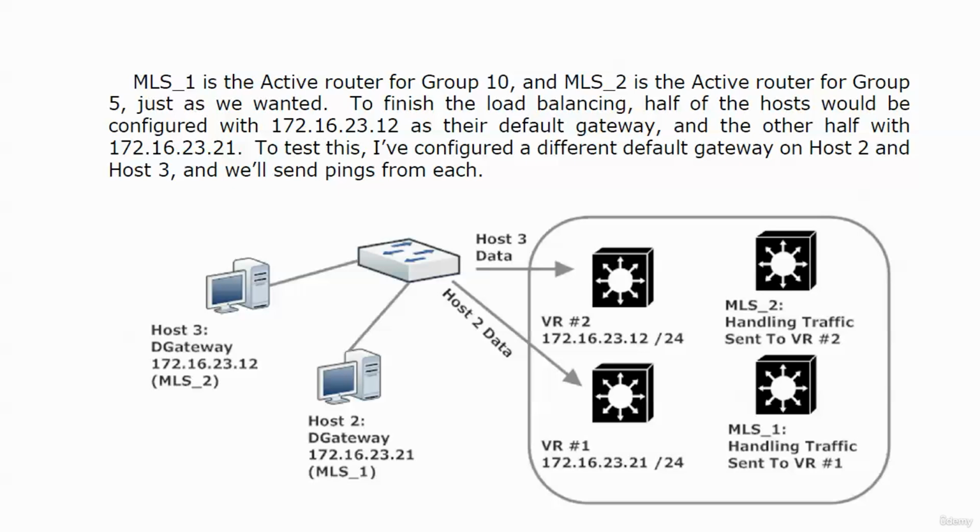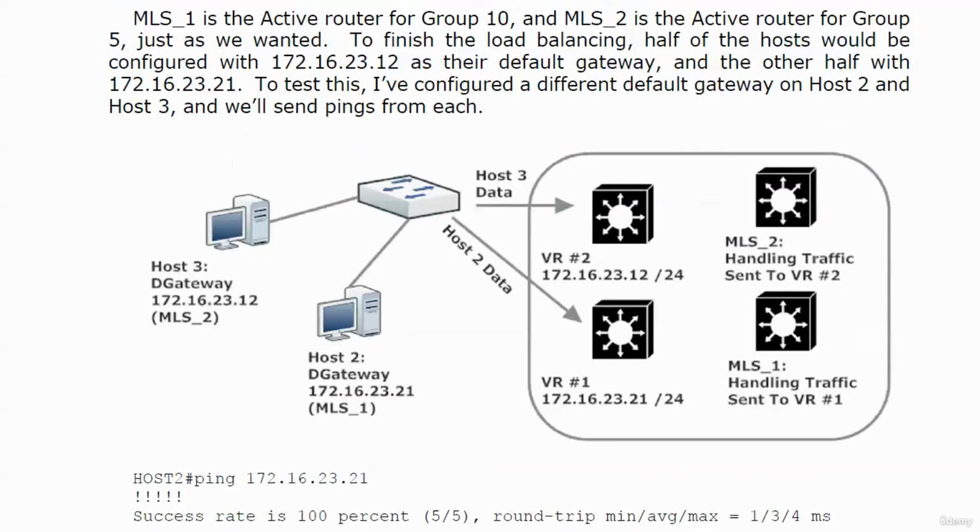So that's really the key, is that you just have to remember that you're not quite done with your load balancing when you get that second virtual router up and running. You are done with it when you go to your hosts and you change some of their default gateways, half of them pointing to one, half of them pointing to another, and you're all set. That is it for load balancing.